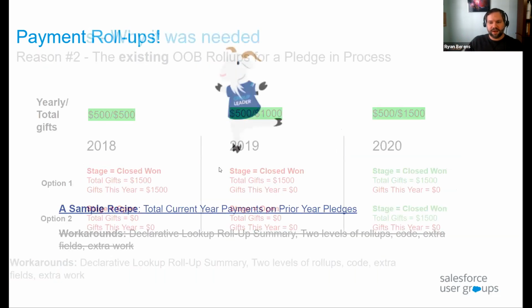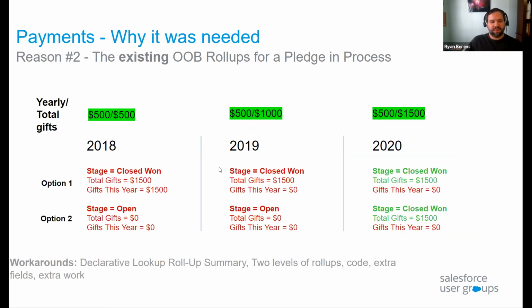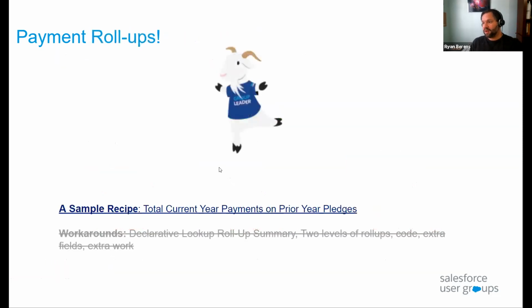Basically what ends up happening is you can't rely on those standard fields. So you would create a separate roll-up to say total payments this year. In fact, I've highlighted in the slides a recipe, total current year payments on prior year pledges. This was so nice to see. I thought, somebody created it. I want to show you what that looks like. Actually, it can't hurt. I'm going to open that up.